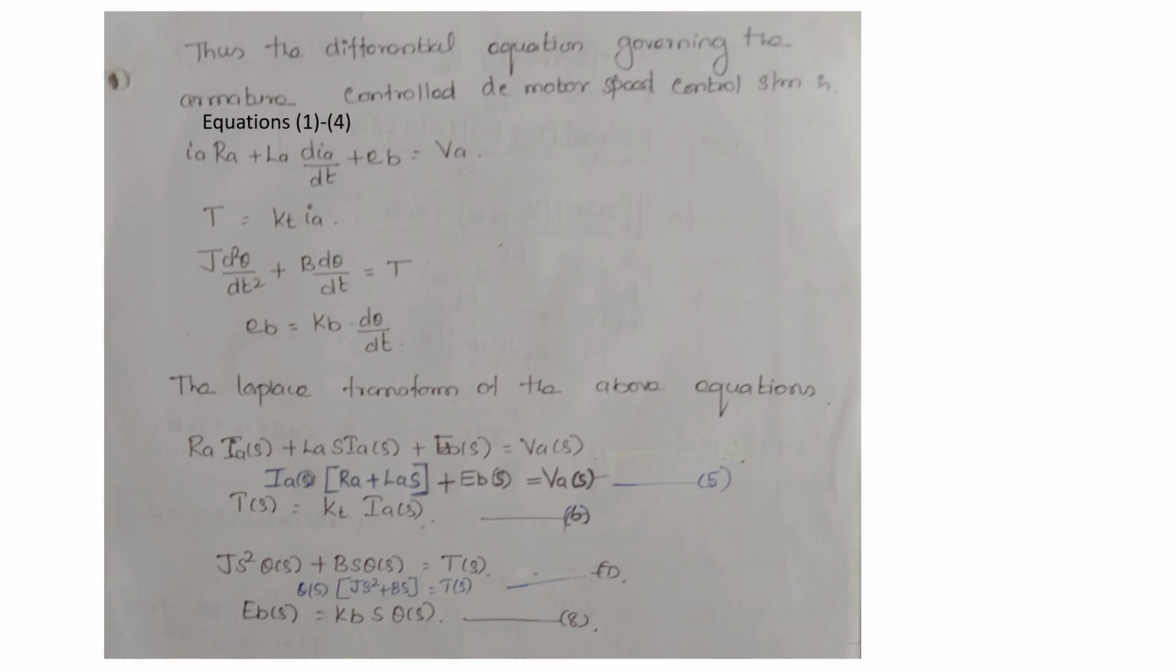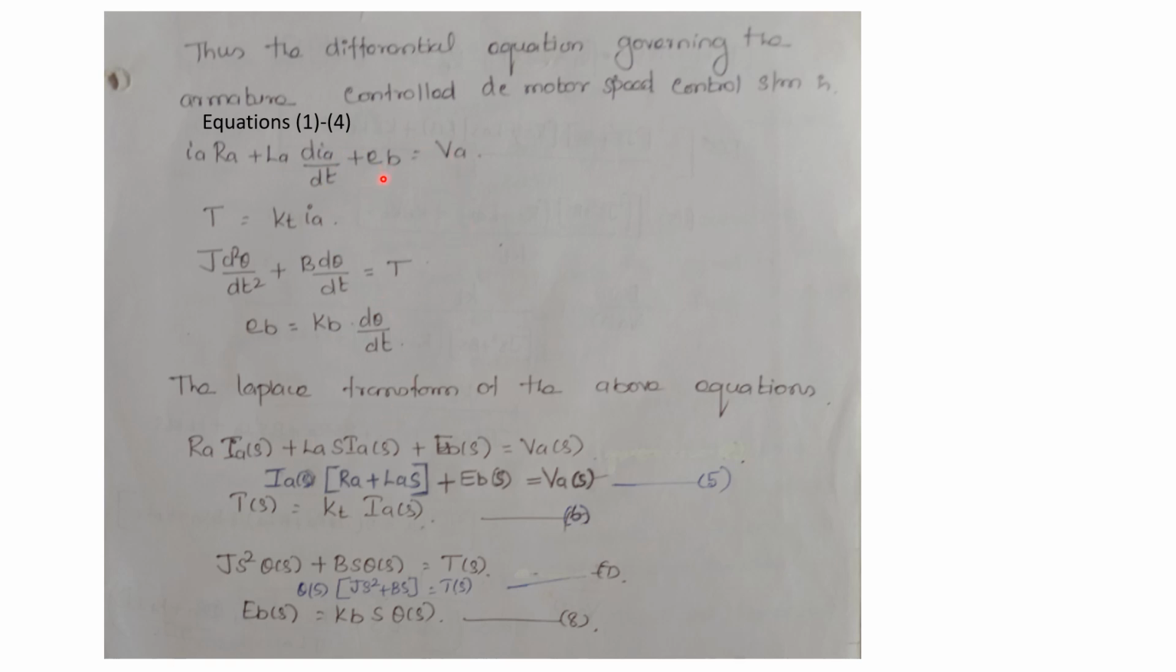Now, the differential equations governing the armature controlled DC motor are equations 1 to 4. One by one you have to write all the 4 equations. This is equation number 1, this is equation number 2, this is equation number 3, and this is equation number 4. After writing this, we have to find the transfer function. What is the formula? Laplace transform of output divided by Laplace transform of input, isn't it? Till now we have not found the Laplace transform, so we are going to find the Laplace transform for all these equations.